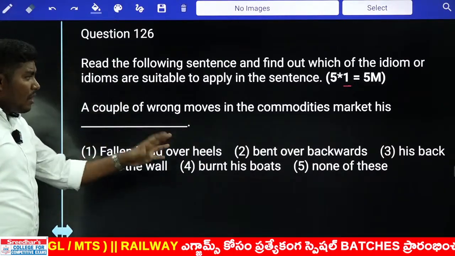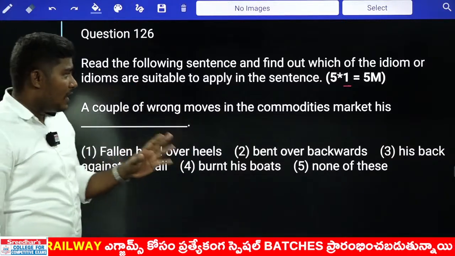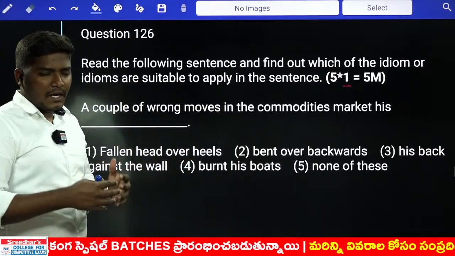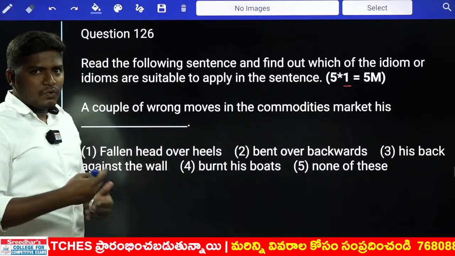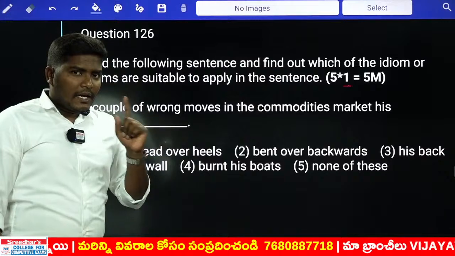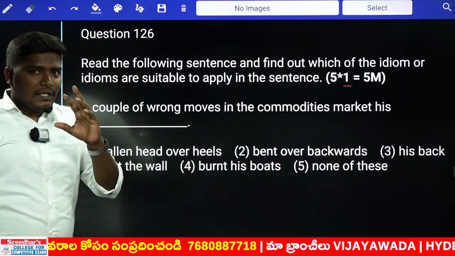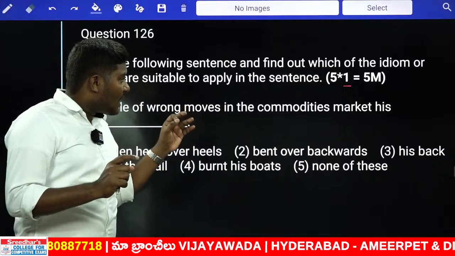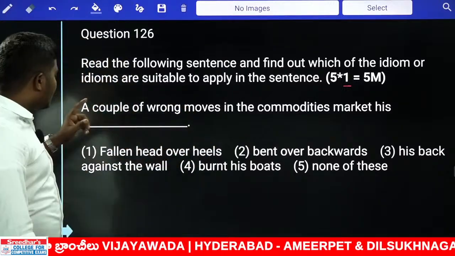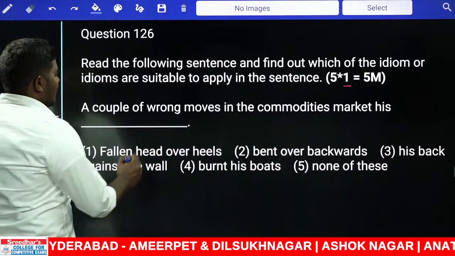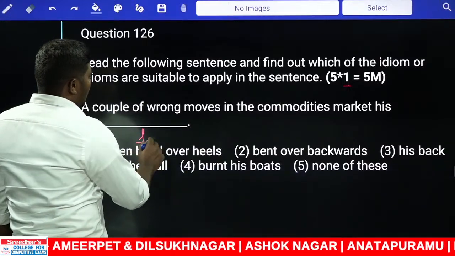A couple of wrong moves in the commodities market. The commodities market is nothing but like the business market, like what we regularly use, like soaps, shampoos and all. These are all commodities. A couple of wrong moves, like the condition, the case is, there is a condition. If at all you make any wrong move in the commodities market, he's dash, he's what? Fallen head over heels, that means to fall into love completely.